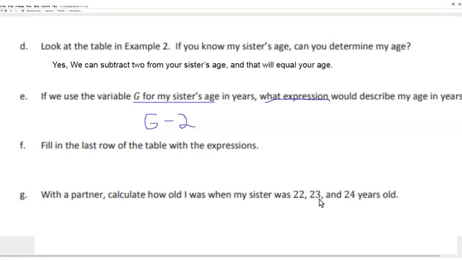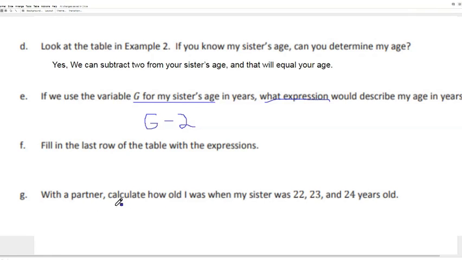The last question says, with this pattern, calculate how old I was when my sister was 22, 23, and 24. Well, if my sister was 22, 23, and 24, how old would I be? Go ahead and pause the video. Write down the 3 different answers to this question, and I'll write them down afterwards.